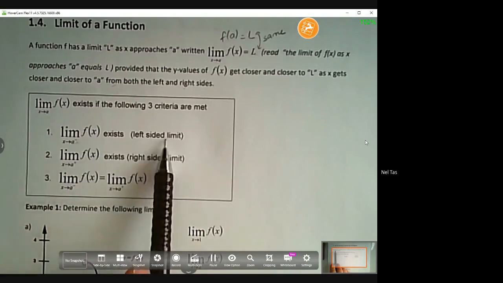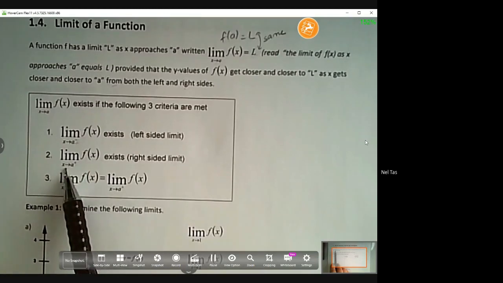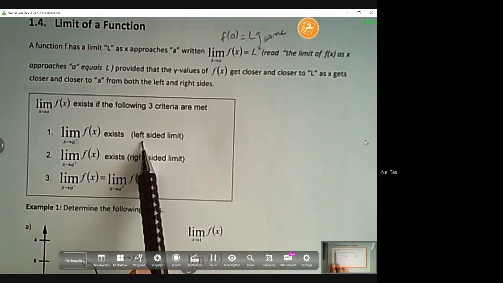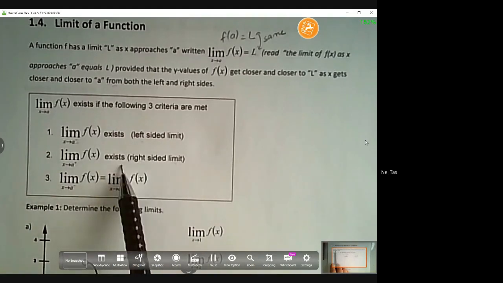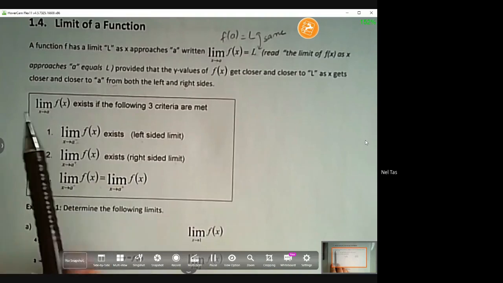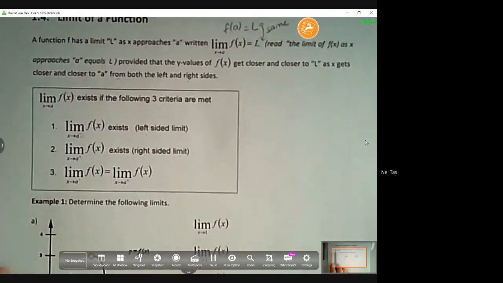Okay, so left-sided limit. So limit of f of x as x approaches a from right side. Right side, we show it with a little positive sign as an exponent. Again, this doesn't mean that a is positive or anything like that, but this is just saying that x approaches a from right side, that is right-sided limit, okay? If left-sided limit exists, and if right-sided limit exists, and if they are equal, then we say that limit of f of x as x approaches a exists, okay? So these three criteria have to be met.